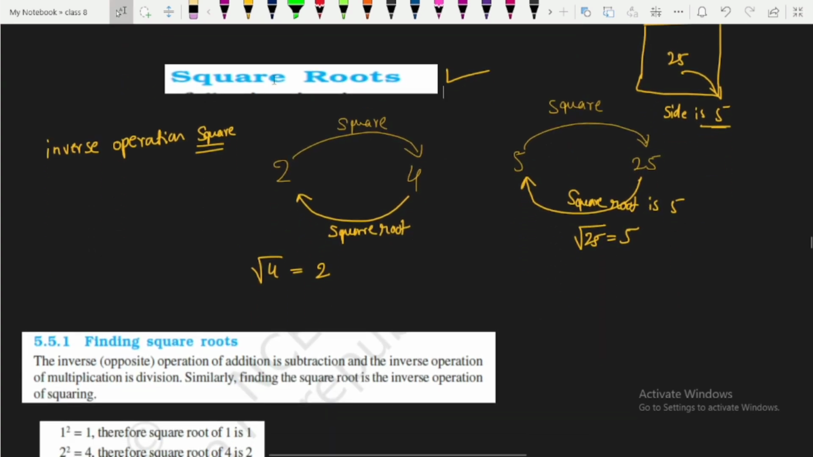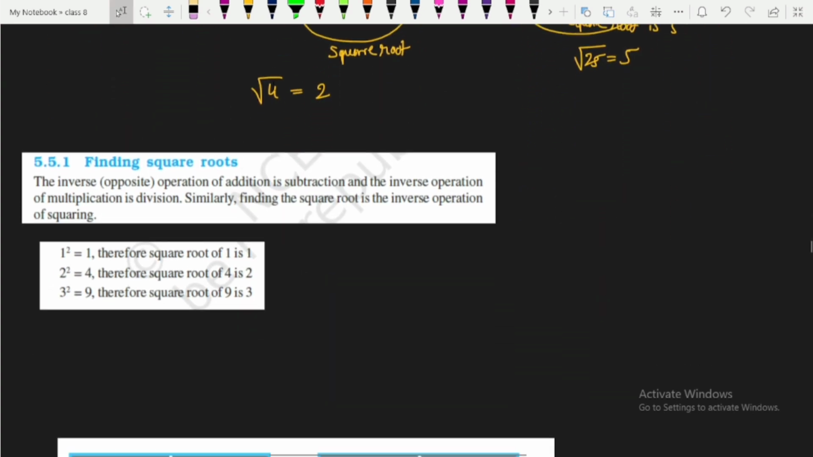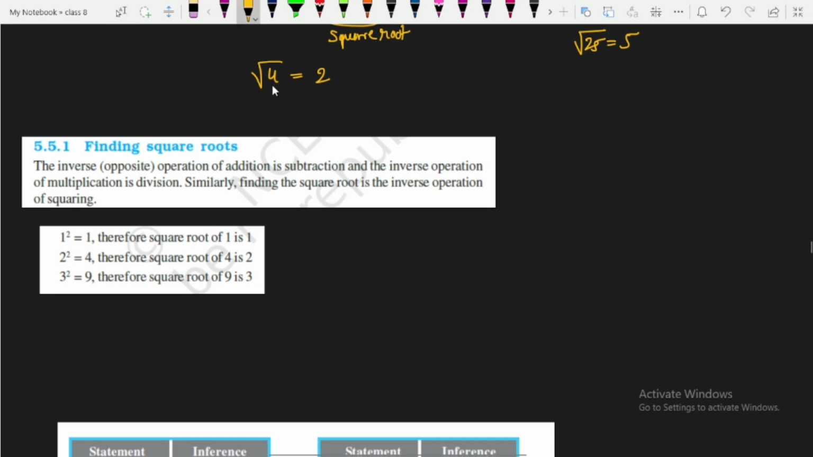Now we are going to learn how to find the square root of a number. The inverse operation of addition is subtraction, right? Similarly, the inverse operation of multiplication is division. In the same way, the square root is the inverse operation of squaring.